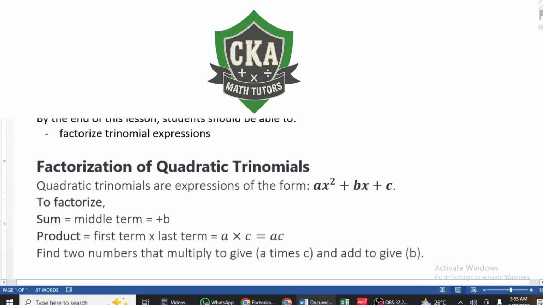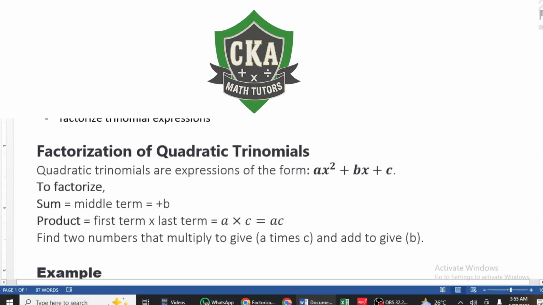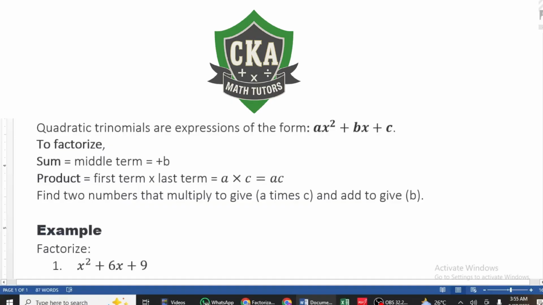Quadratic trinomials are expressions in the form of ax squared plus bx plus c. And to factorize a trinomial expression, you need to find two things. Number one, sum and product. The sum is the middle term, which is plus b, while the product is the first term times the last term. That is the coefficient of the first term multiplied by the constant, a times c.